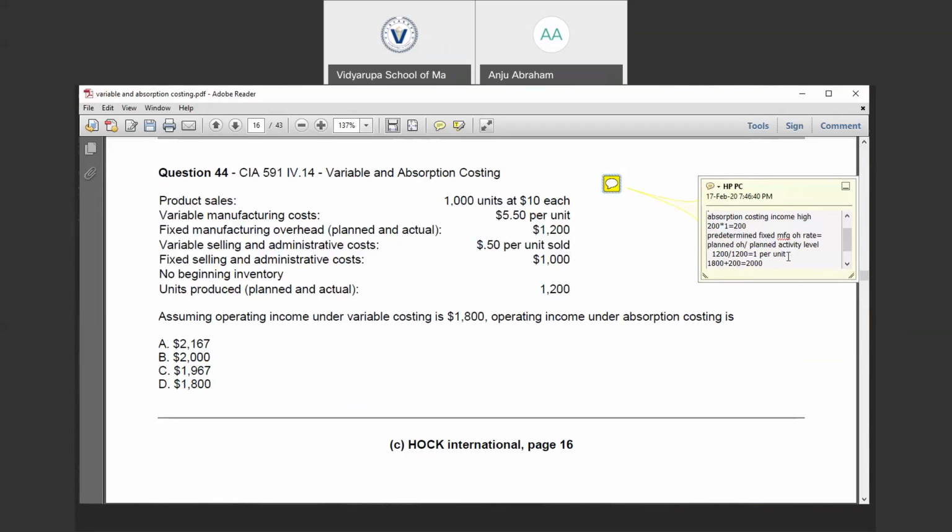So under absorption costing, this operating income would be greater by the value of the fixed manufacturing overhead, which is represented in the ending inventory value, which is 200. Along with this, we need to add the variable costing income. 1800 plus 200 is equal to 2000, which is going to be the operating income under absorption costing. So option B gives the answer.